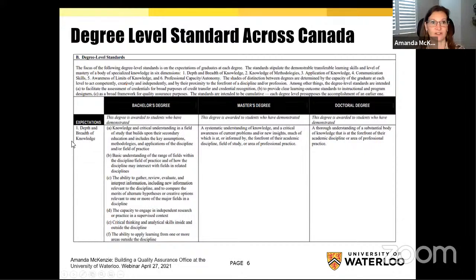Depth and breadth of knowledge, which is one of the 6 parts of the degree level standards. And this is essentially what it looks like. It outlines what a bachelor's degree would be on the left, in the middle a master's degree, and on the right a doctoral degree. These are all cumulative, meaning that as you move from a bachelor's degree on one side right through a doctoral degree, you will acquire all those skills.